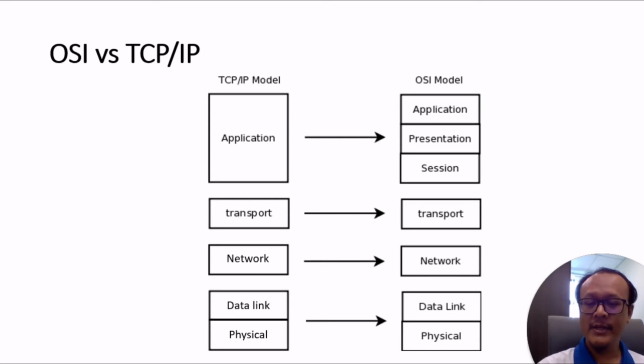Before that, I'm going to explain the difference between the OSI and TCP/IP reference models. If you look at this picture, you can see that at the bottom, layer 1 to layer 4 are similar for both models, but at the upper layers, the application, presentation, and session layers are combined to become one application layer in the TCP/IP model.